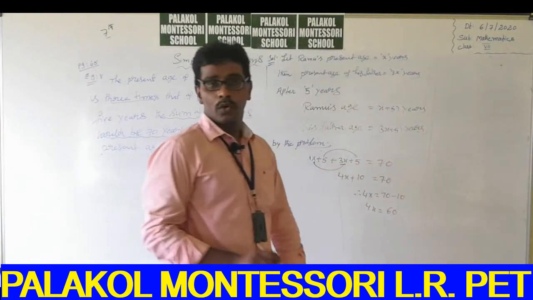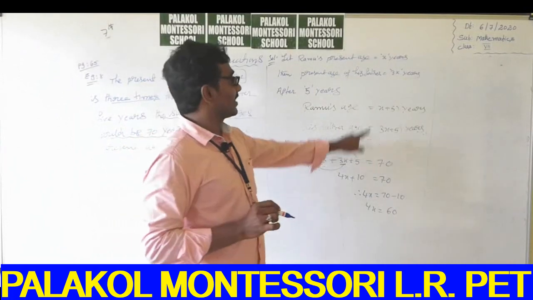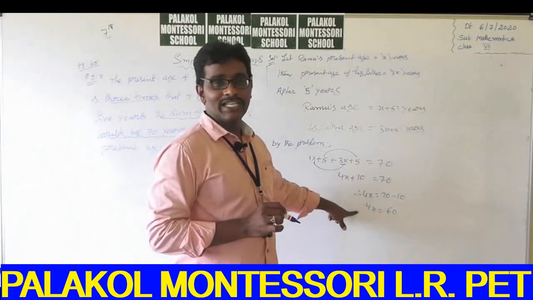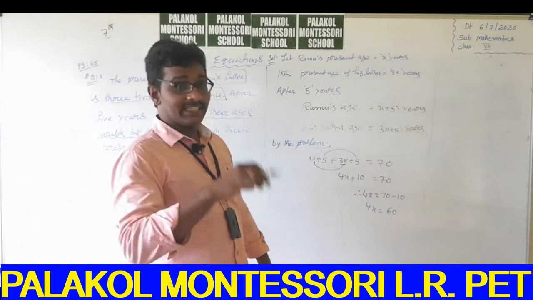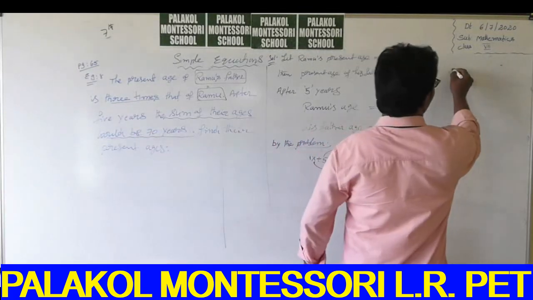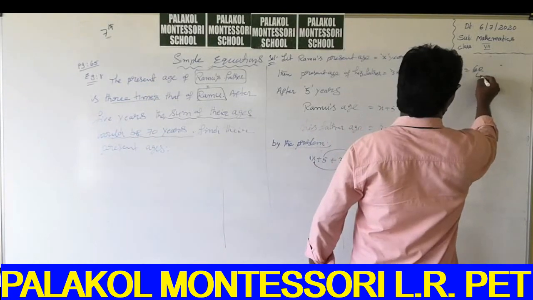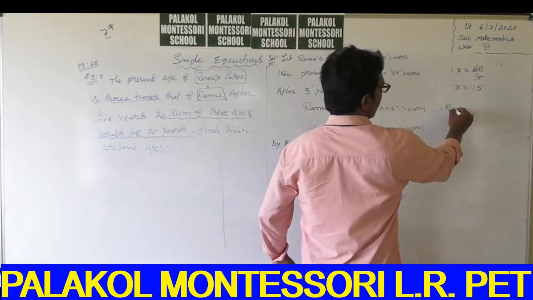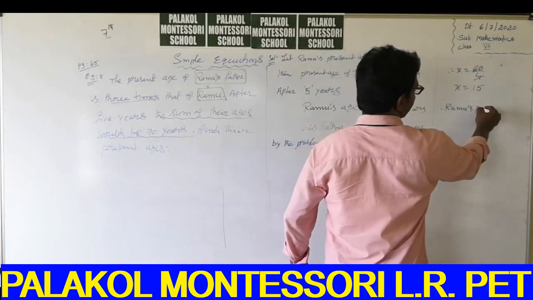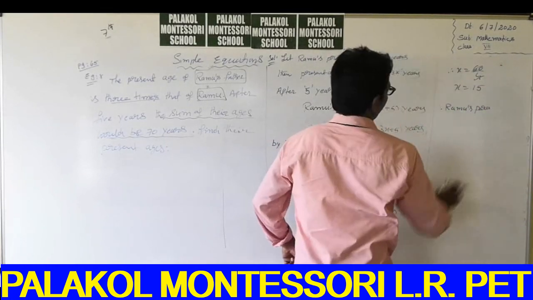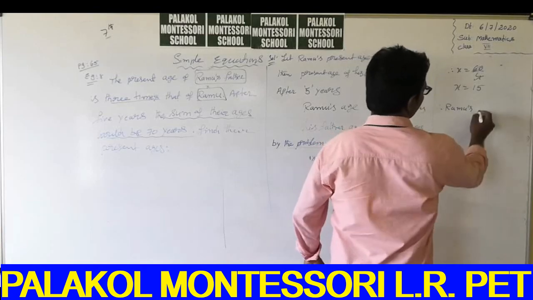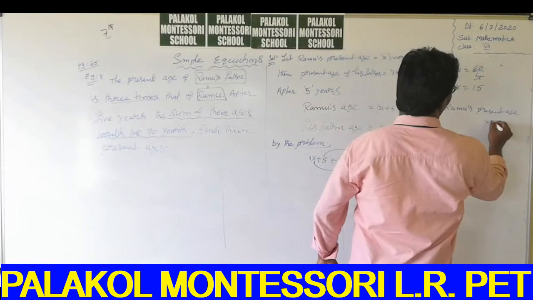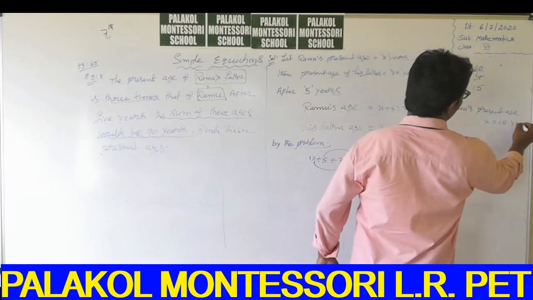We want the x value, because x represents Ramu's present age. 4 is multiplied with x, so we divide. Therefore, x is equal to 60 by 4. Cancelling, we get 15. Therefore, Ramu's present age x is equal to 15 years.